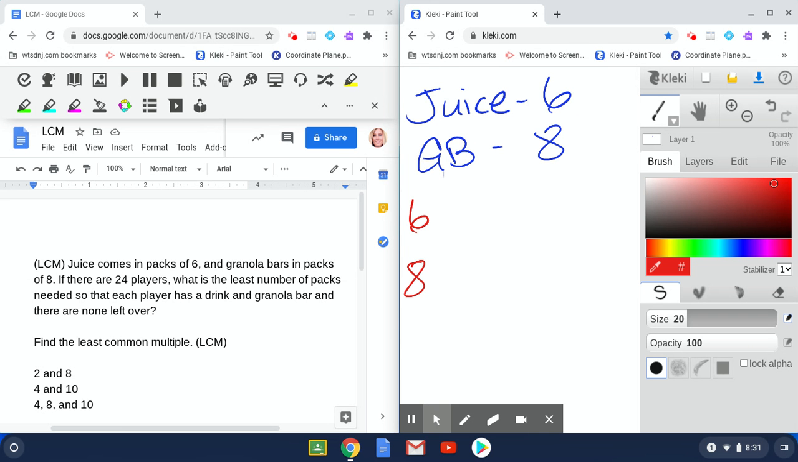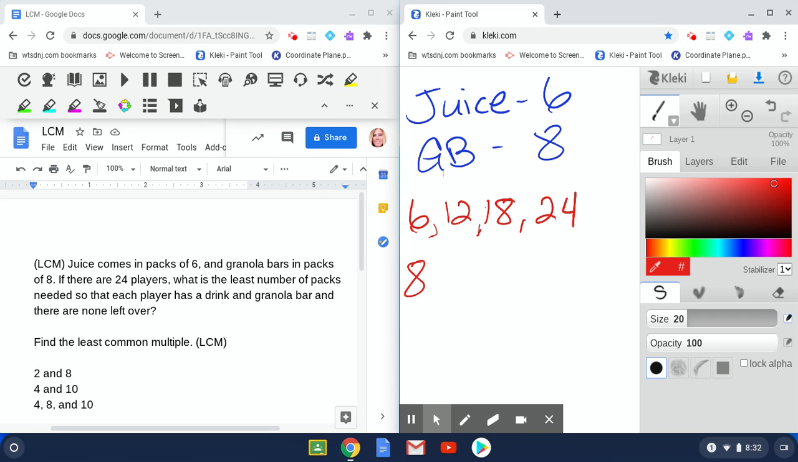So 6 and 8. Now, what we're going to do is stop when we get to 24 for each. So counting by sixes: 6, 12, 18, 24. I know I'm stopping at 24 because there are 24 players and I don't want to have any juice left over. So I'm stopping at 24.